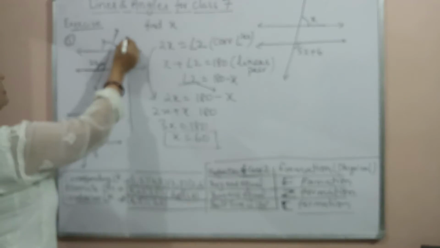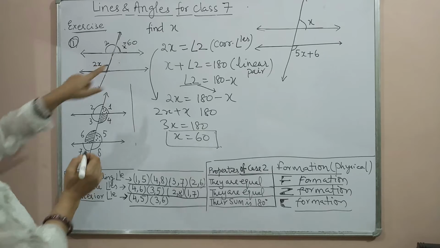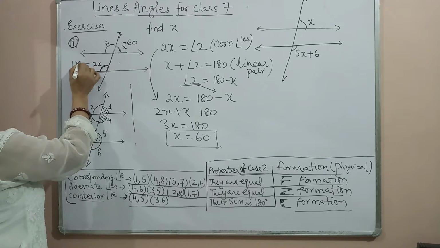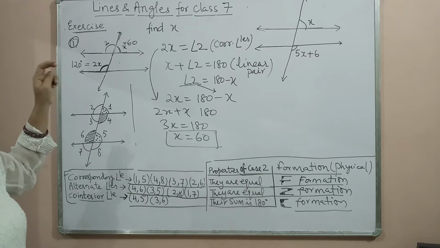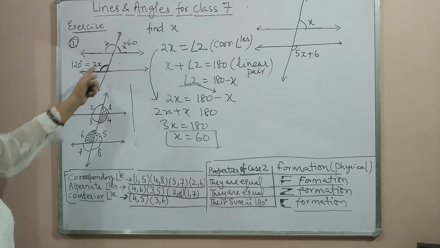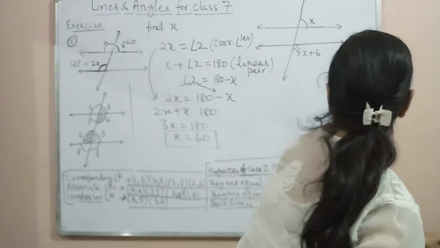That means this angle is 60 degrees, and if this is 60, we have this angle to be 120 degrees. If we have been asked to find this angle or this angle, we know this is 60 degrees and this will be double of that, which is 120 degrees.